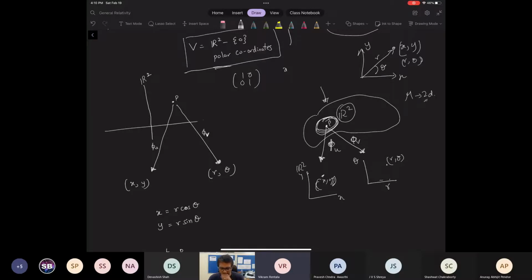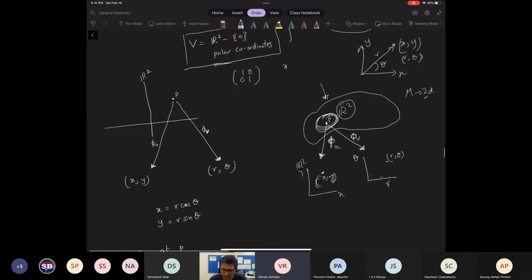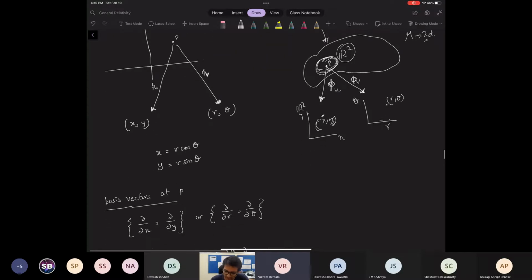Okay. So the other thing is that the coordinate assignment has to be unique, which means that a single point P in the manifold cannot, in the same coordinate system, have two different coordinates. For example, in the XY coordinate system, the same point P cannot have two different XY coordinates. That is, these maps phi u and phi v have to be invertible.